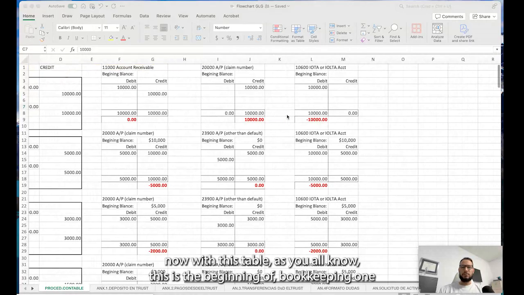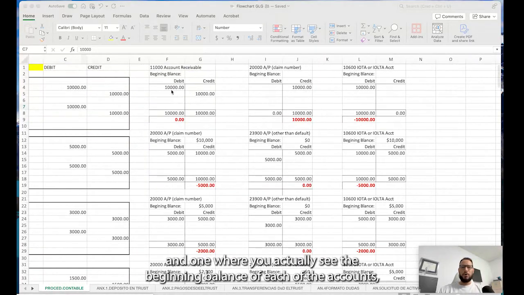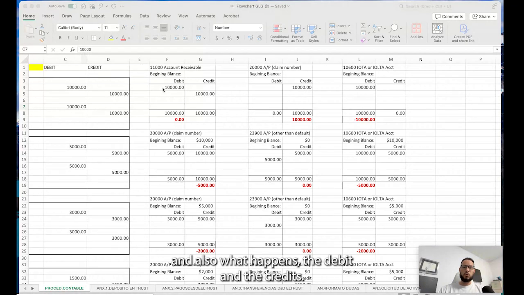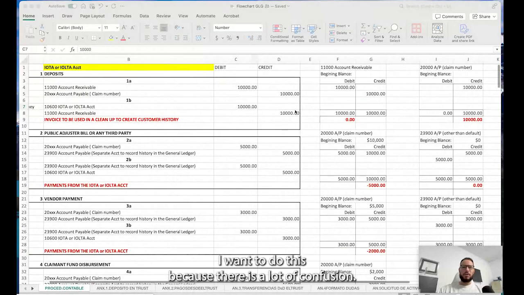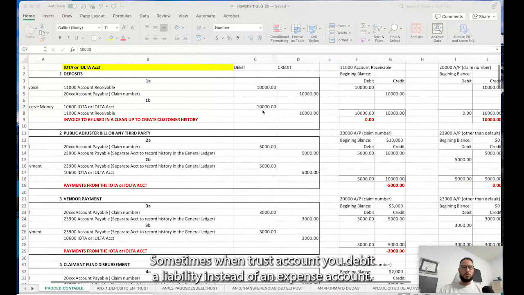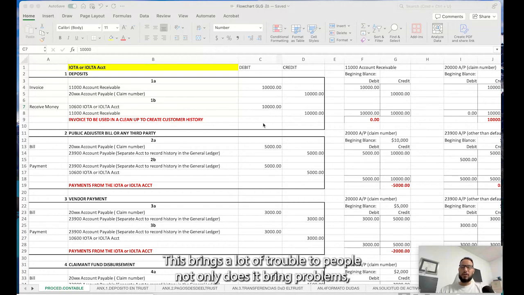Now, with this T-table, as you all know, this is the beginning of Bookkeeping 101, where you actually see the beginning balance of each of the accounts and also what happens, the debits and the credits. I want to do this because there is a lot of confusion sometimes when, in a trust account, you debit a liability instead of an expense account. This brings a lot of trouble to people.